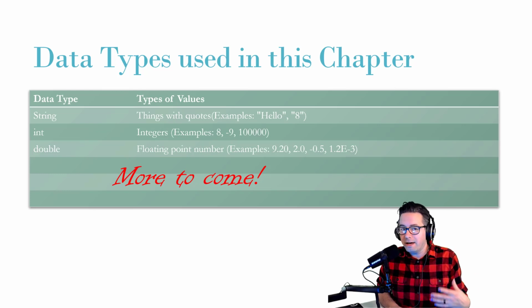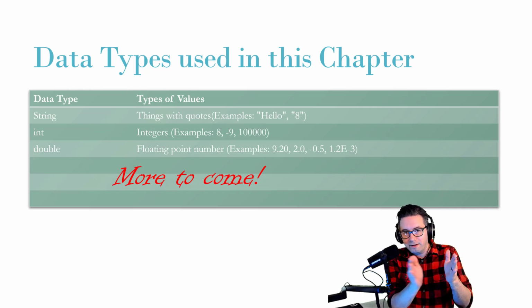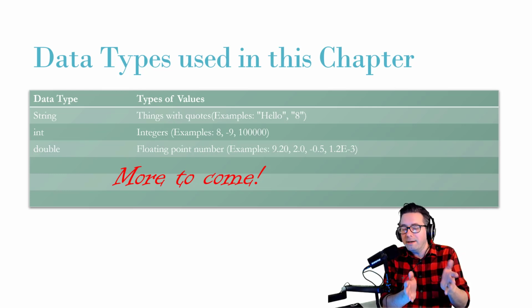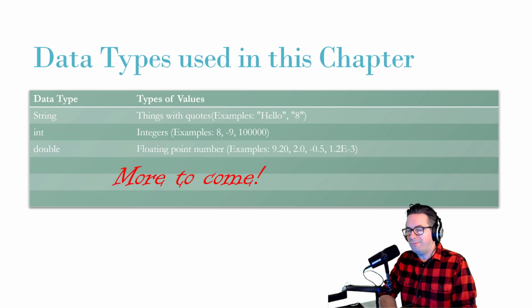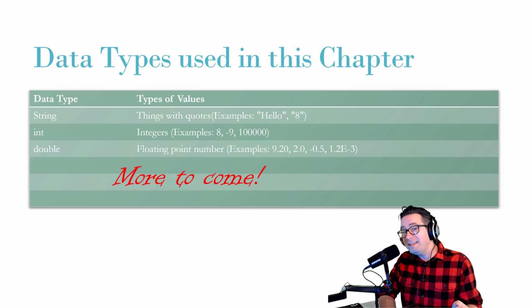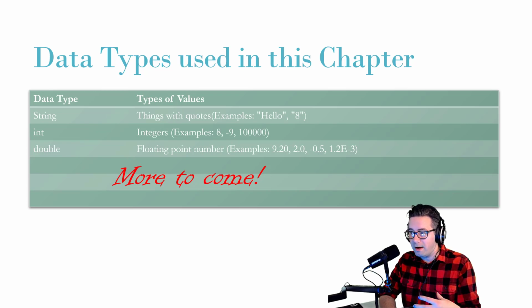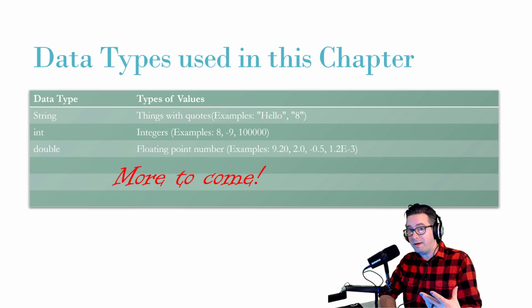Examples of that are 9.2, 2.0, negative 0.5, and 1.2 times 10 to the negative 10. All of those are examples of floating point numbers. The idea is you have a number with a decimal that's kind of floating around. I mean, it's in a specific spot, but that's what it's called. Now, you may be wondering, why is it called a double? Why not call it something else? If you can remember, Java was made back in the 90s, where space was more expensive than it is now.